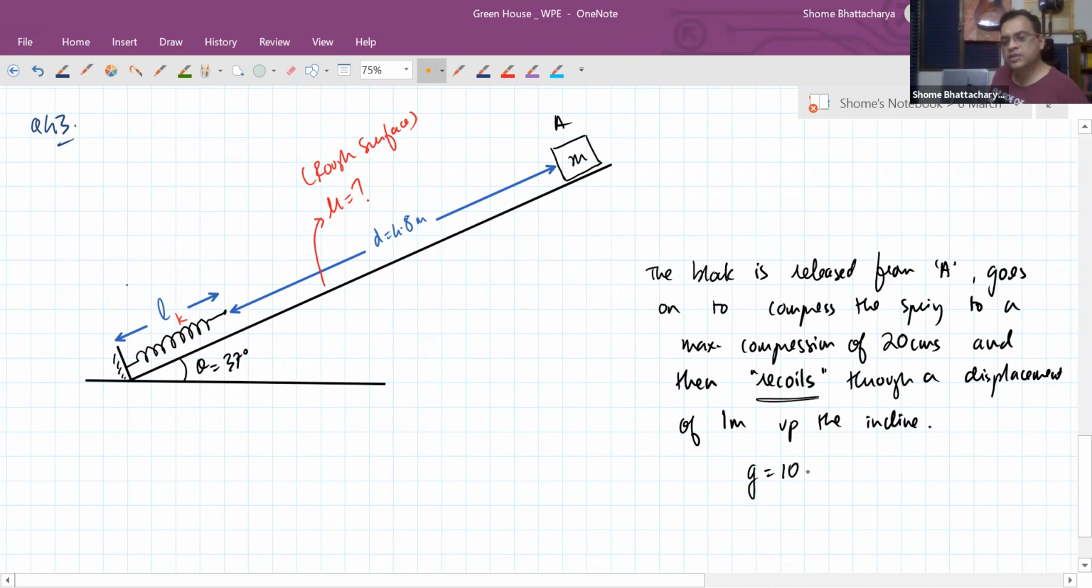So we have to take g as 10 meters per second square. The angle theta is given to us as 37 degrees, and the mass of the block is given as 2 kgs. From this information, we have to find the coefficient of friction and the spring constant.